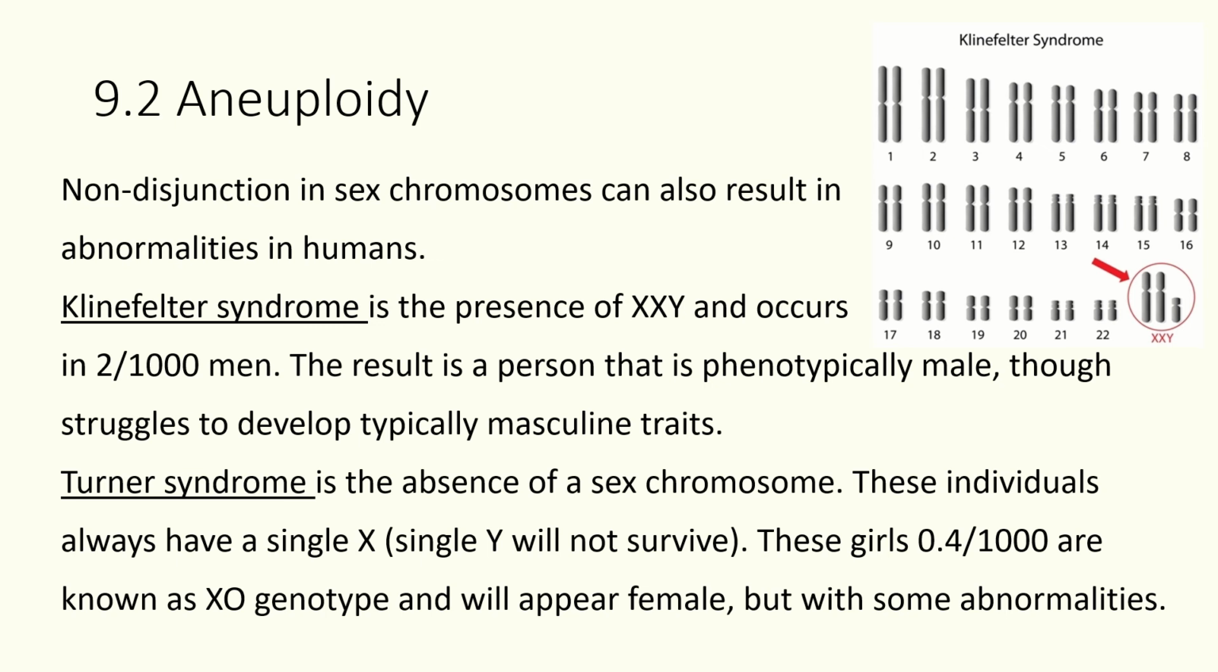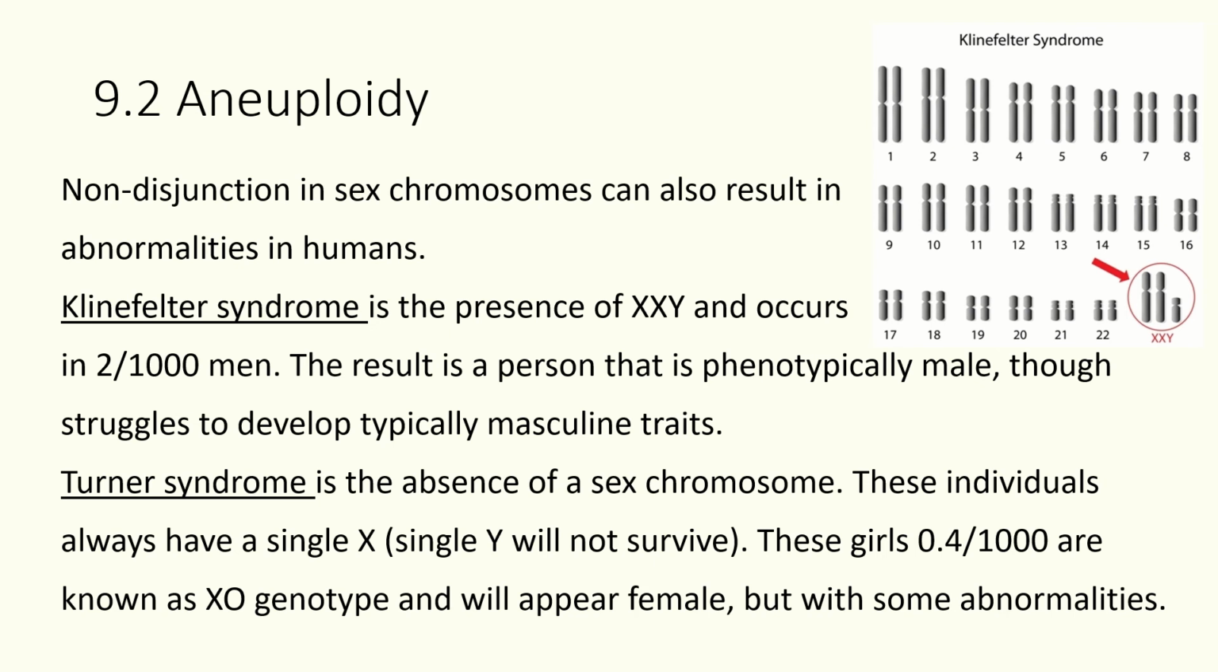Turner syndrome is a monosomy, whereas Klinefelter is a trisomy. So Turner syndrome is the absence of a sex chromosome, which means that the individual only has a single X. A single Y will not survive. These people will not be born.